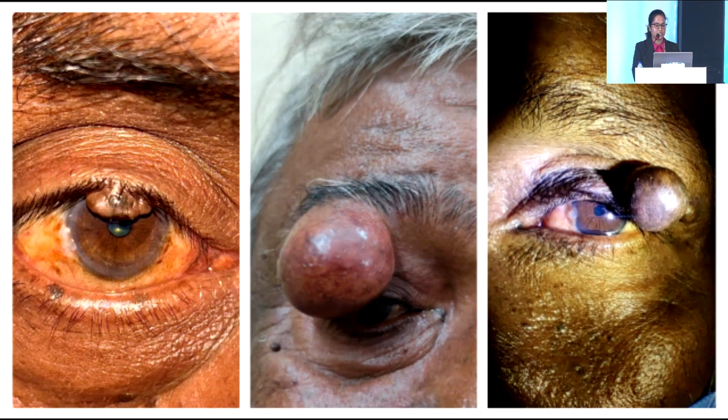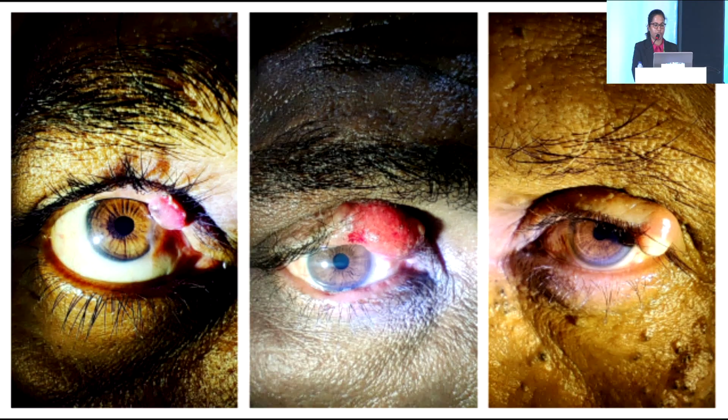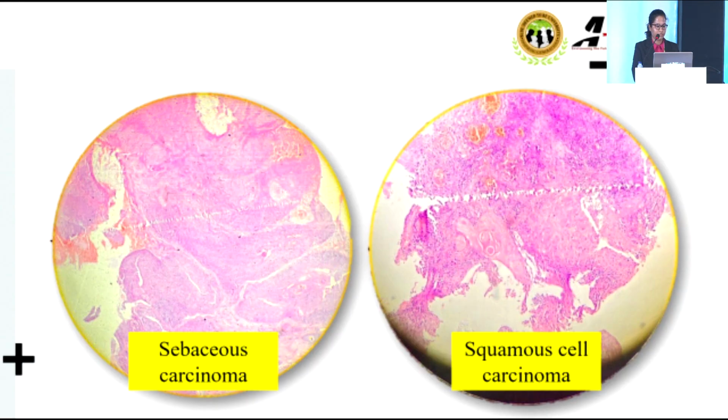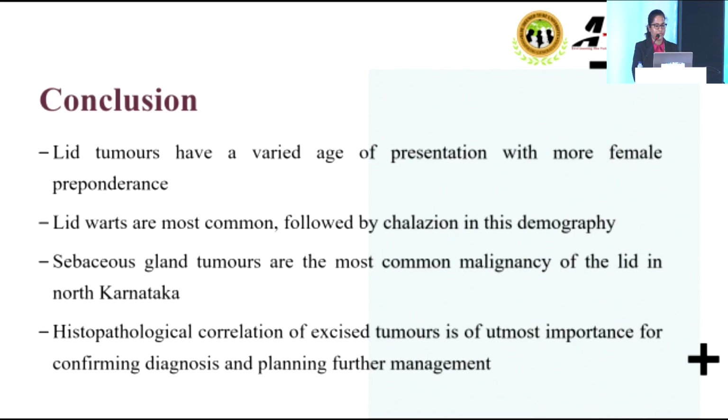These are some of the images. First is squamous papilloma, then lipoma, then cyst of Moll, followed by pyogenic granuloma adherent to the lid margin, the sebaceous gland carcinoma, and sty. Sebaceous gland carcinoma is seen here, lobulated appearance with increased vascularity and mitotic figures. Second image shows squamous cell carcinoma with keratin pearls.